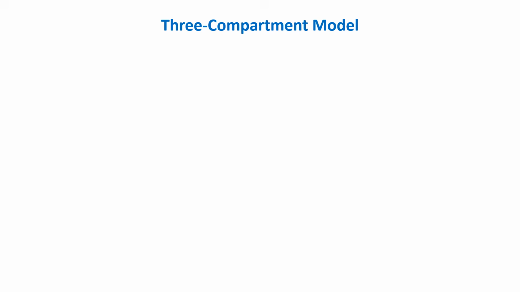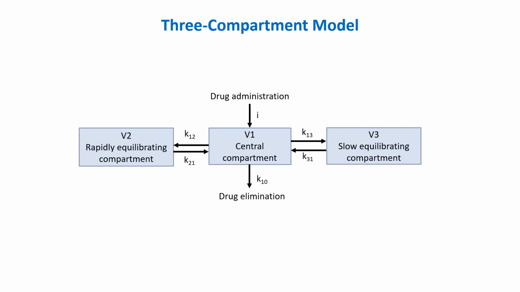The three-compartment model includes another peripheral compartment in addition to the two compartments we have discussed. The first peripheral compartment represents the highly perfused tissues like muscles, and the second peripheral compartment represents the scarcely perfused tissues like fat. These two compartments are also called rapidly equilibrating and slowly equilibrating compartments. The drug elimination, distribution and redistribution follows the same logic we discussed in one compartment and two compartment model.